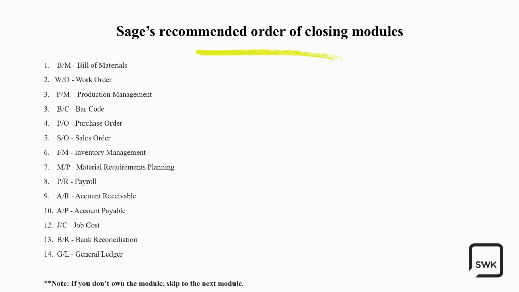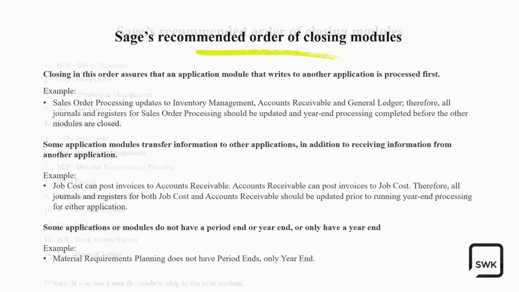So let's talk about Sage's order of closing recommendations. From top to bottom, we're closing bill of material, work order. If you don't have the work order, you've got the new production management, that one will be closed. Barcode, purchase order, sales order, inventory, MRP, payroll, receivables, payables, job cost, bank reconciliation, and general ledger. Now, obviously, if you don't own the module, you can just skip that.